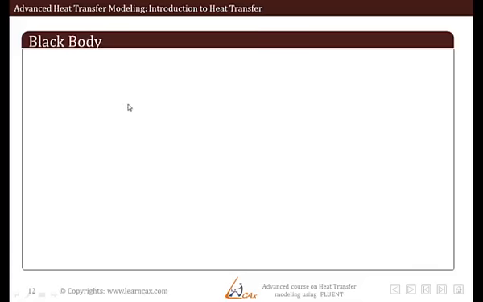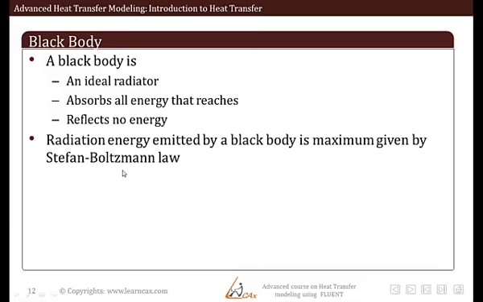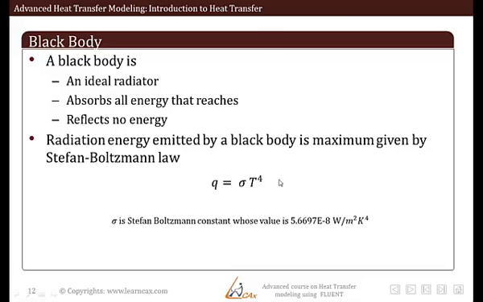Now going into radiation, let us discuss what we mean by a black body. A black body is an ideal radiator, an idealized concept of a radiator. It absorbs all the thermal energy that reaches it, and it reflects no energy. What this means is that the energy radiated or emitted by a black body is maximum, and it is given by Stefan Boltzmann's law, that is Q = σT^4, where sigma is the Stefan Boltzmann constant, whose value is 5.67 × 10^-8, and T is temperature. This is the energy emitted by a body at temperature T.